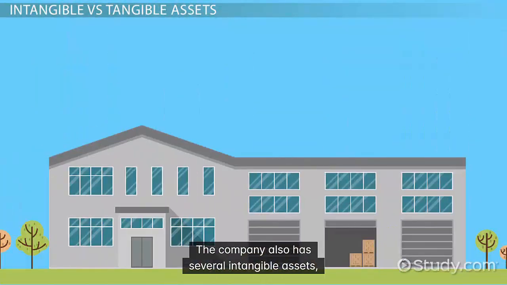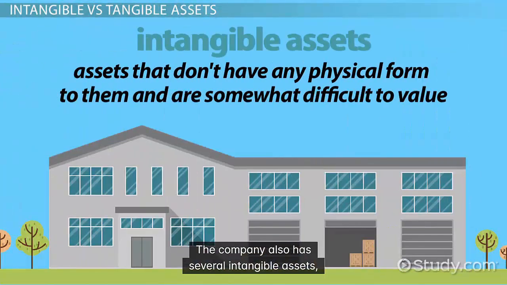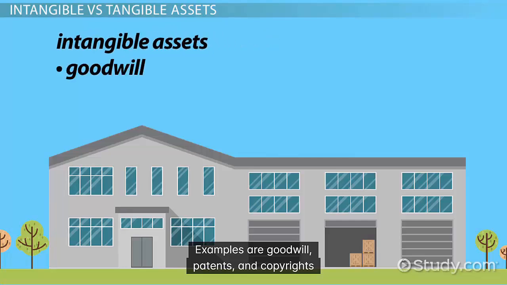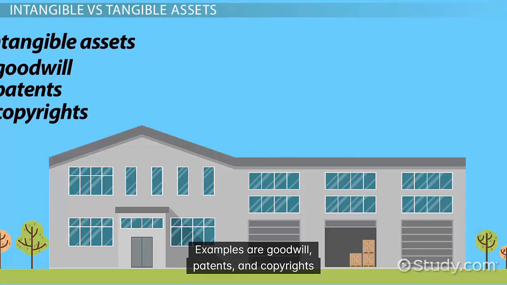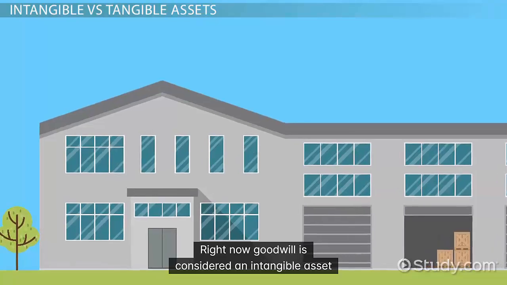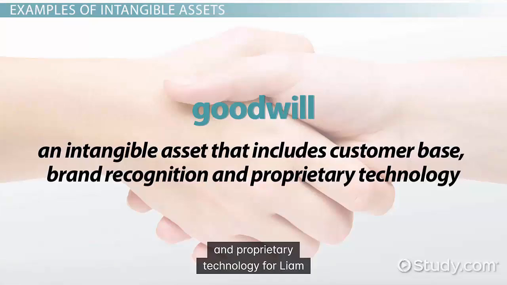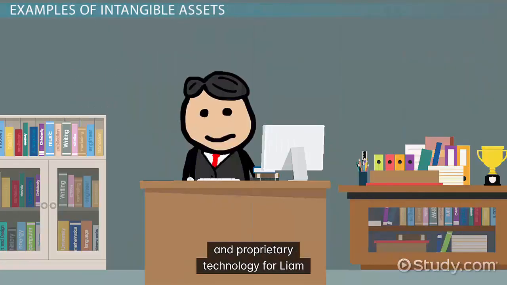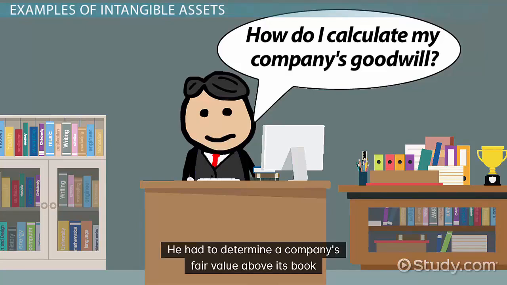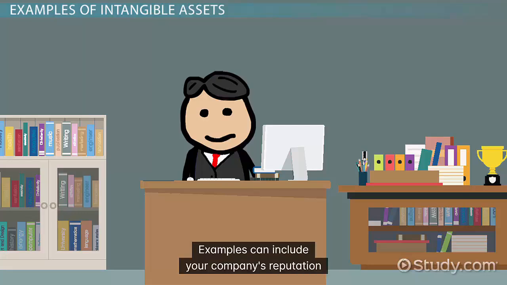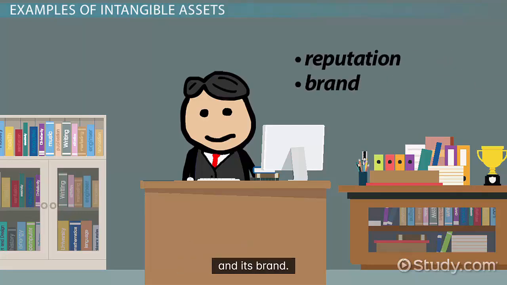The company also has several intangible assets, which are assets that don't have any physical form to them and are somewhat difficult to value. Examples are goodwill, patents, and copyrights, which we'll take a look at right now. Goodwill is considered an intangible asset that includes customer base, brand recognition, and proprietary technology. For Liam to calculate the company's goodwill, he had to determine a company's fair value above its book value. Examples can include your company's reputation and its brand.